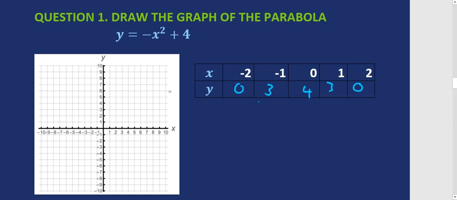We've got a point at -2 and 0. That's a point there. We've got another point at -1 and 3. That's a point there. And we've got a point at 0 and 4. That's that point there. 1 and 3. 2 and 0. Okay, and of course, if you draw a smooth curve through those points, you will get the parabola of that function.